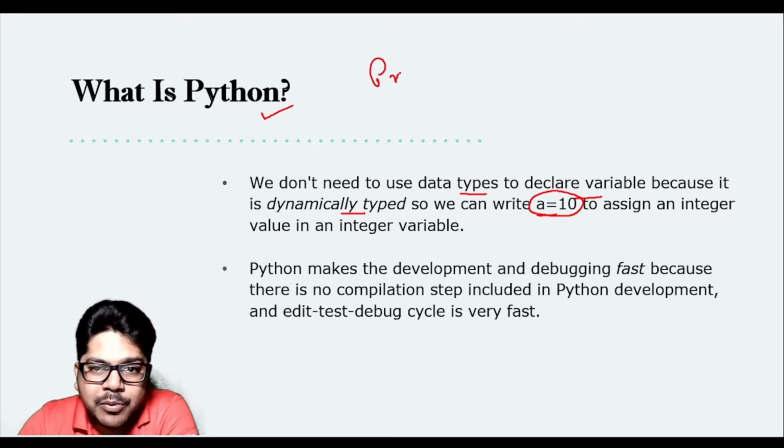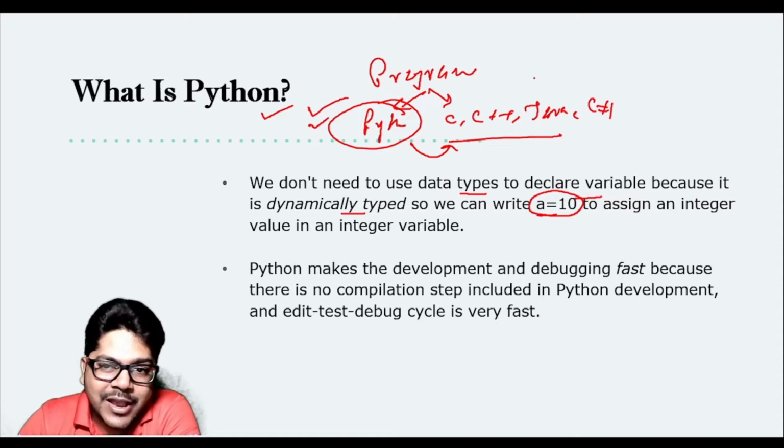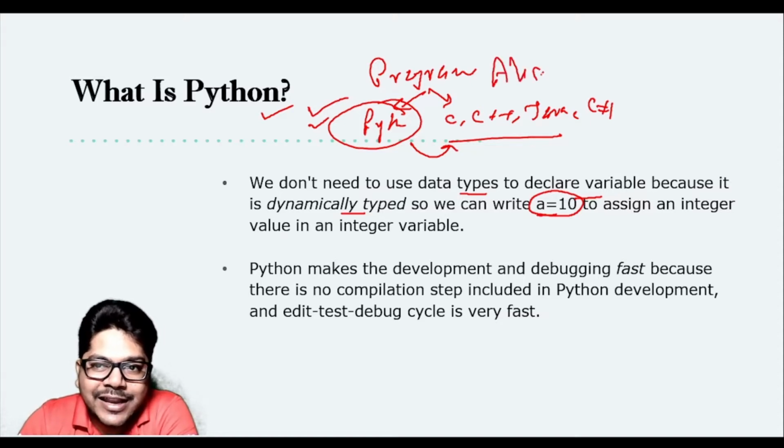If I have to divide programming languages, I'll keep Python on one side and I'll keep the other languages on the other side, like C, C++, Java, and C sharp. Why? Because the syntax of Python is completely different as compared to these languages. So once you learn Python and then you move to these languages, you feel like you have moved to a new world. It's an alien world for you.